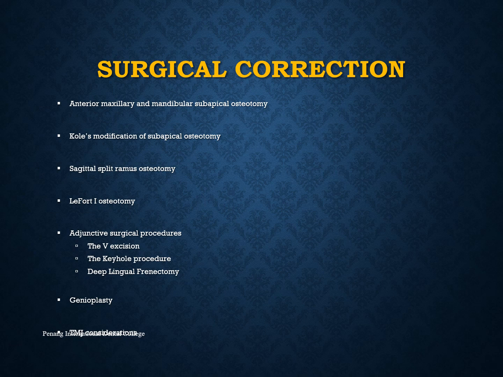Now, surgical correction basically involves surgery, right? Orthognathic surgery. The most common would be, for the maxilla, the Le Fort I osteotomy, and for your mandible, the bilateral sagittal split osteotomy, right? But there are a few more that you have to know: anterior maxillary and mandibular subapical osteotomy, Cole's modification of subapical osteotomy, the sagittal split that I was talking to you about, Le Fort I, and genioplasty just for chin deficiency.